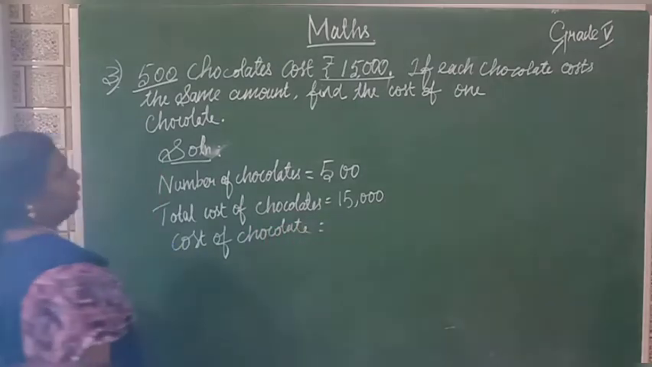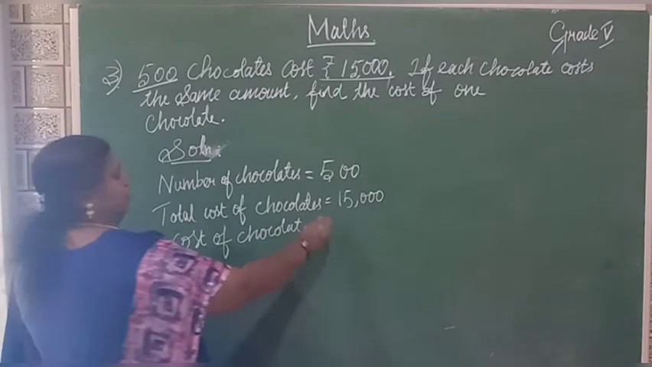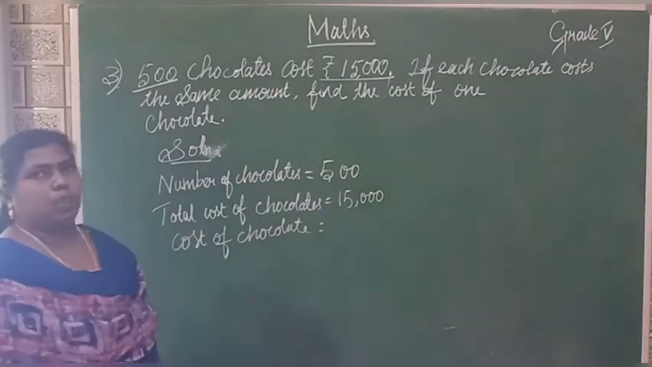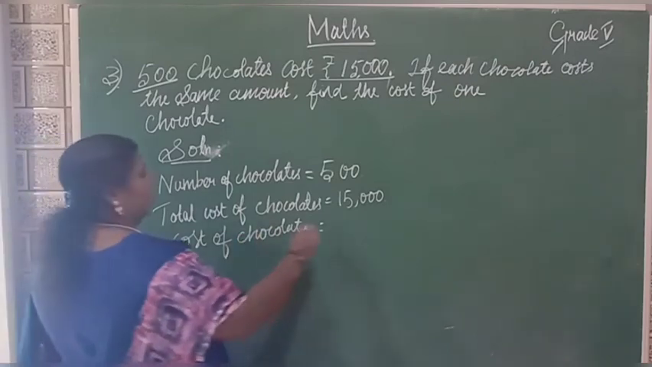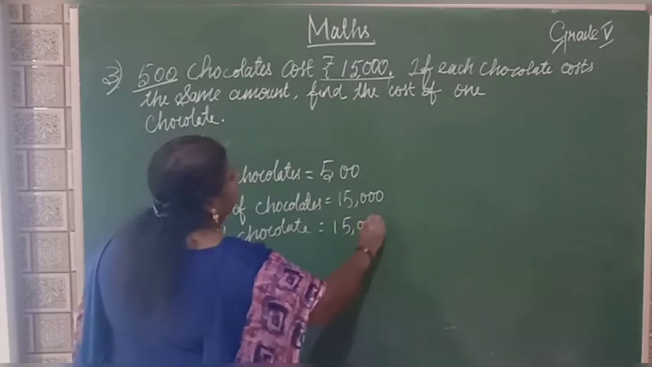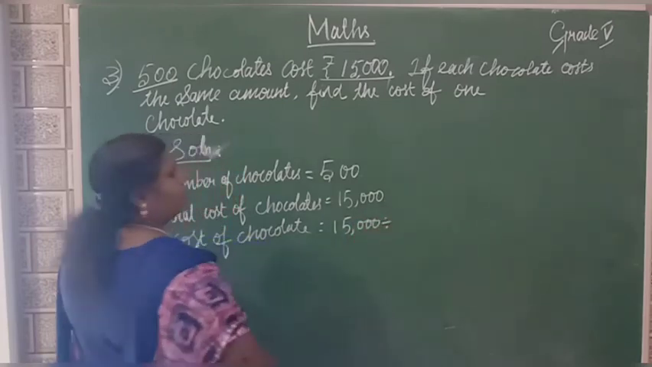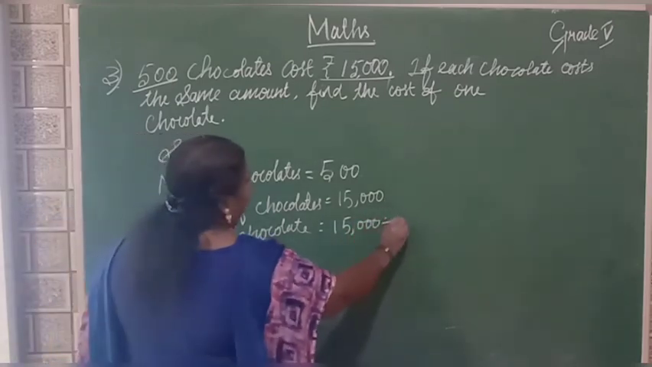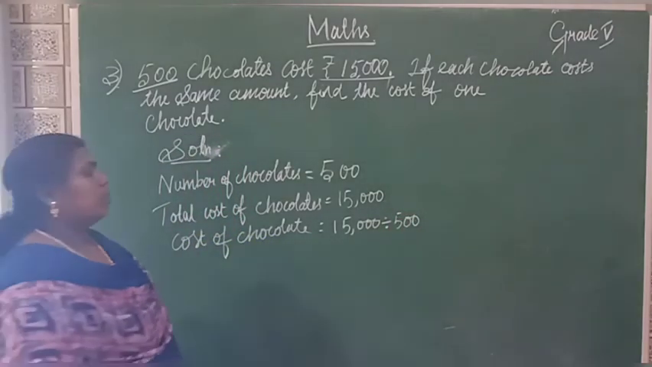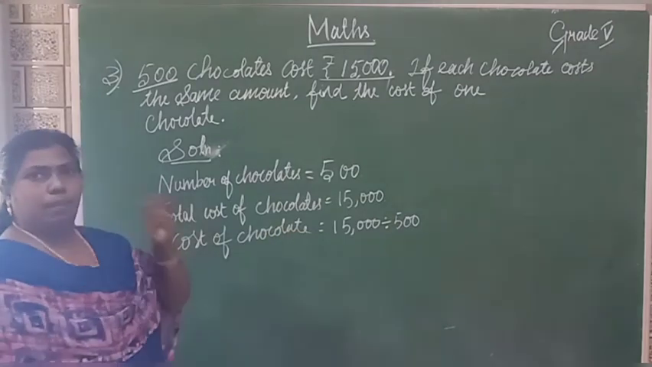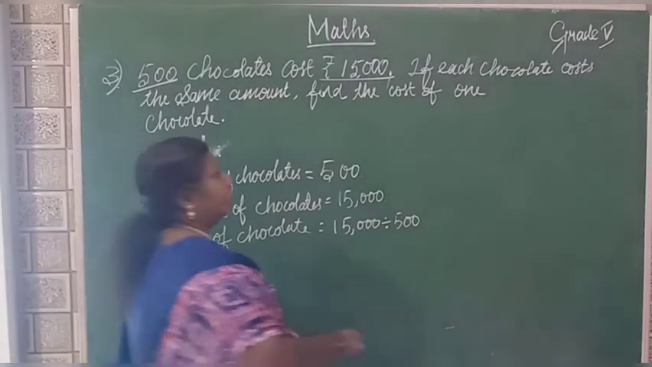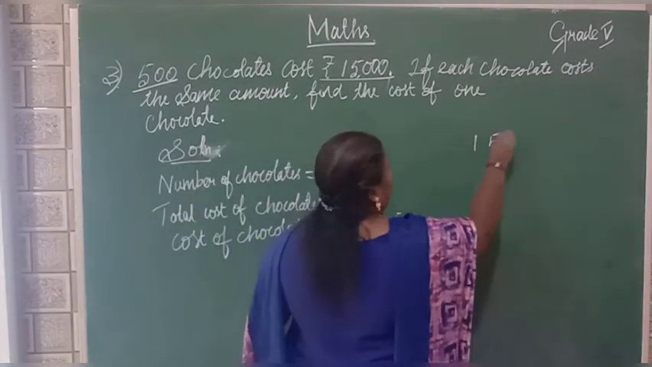Cost of one chocolate. How to find? You have to divide the total cost of chocolate by the number of chocolates, right? Total cost of chocolate is 15,000. So 15,000 divided by the number of chocolates, 500. Then we will know each one chocolate cost. So if you divide, we can find how much each chocolate costs. Yes, so divide that value.